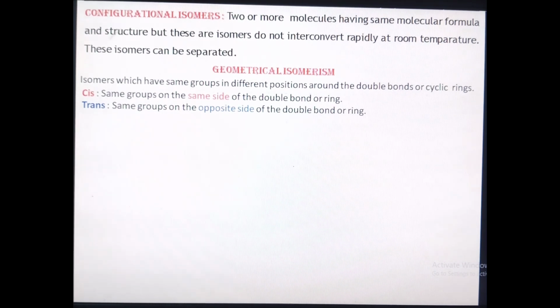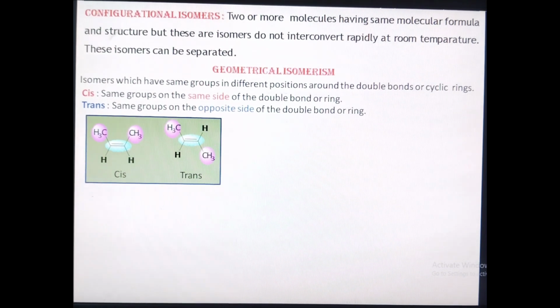There are two classes of geometrical isomers: one is cis, another is trans. When we have the same groups on the same side of the double bond, those are called cis. When you have the same groups on the opposite side, those are called trans. Okay, let's see the example. See, this is a double bond. There is a restricted rotation. We cannot rotate this double bond.